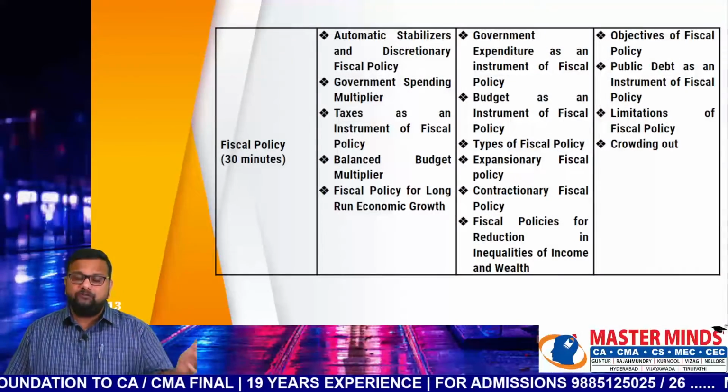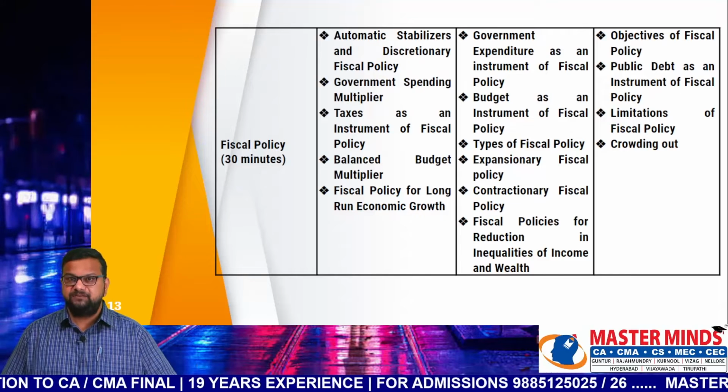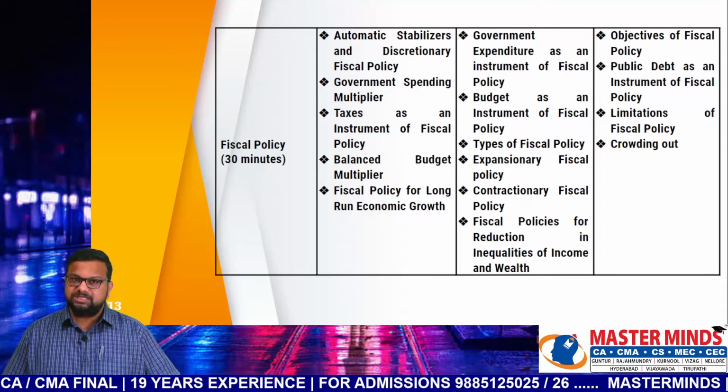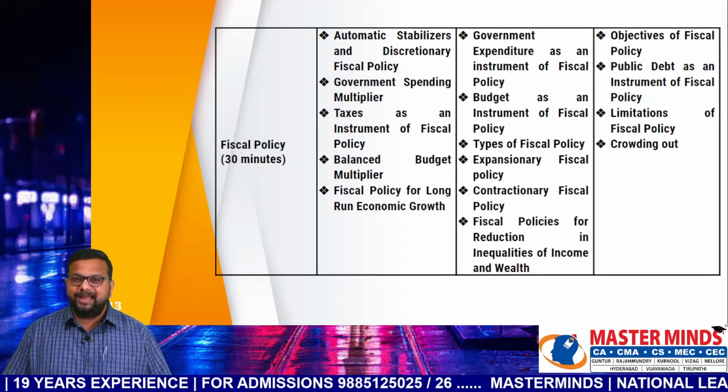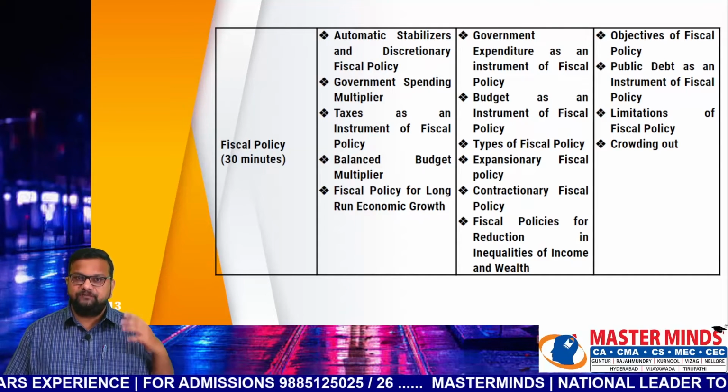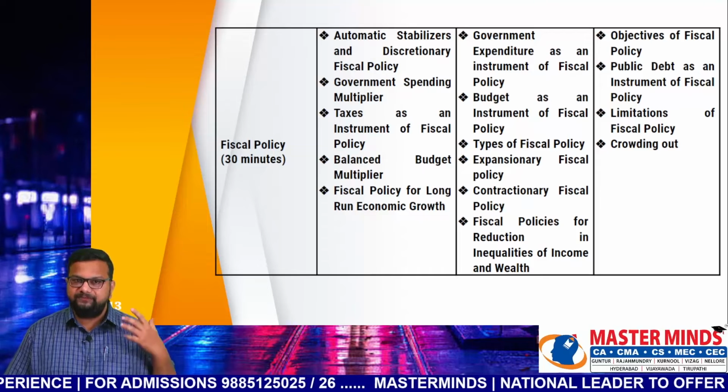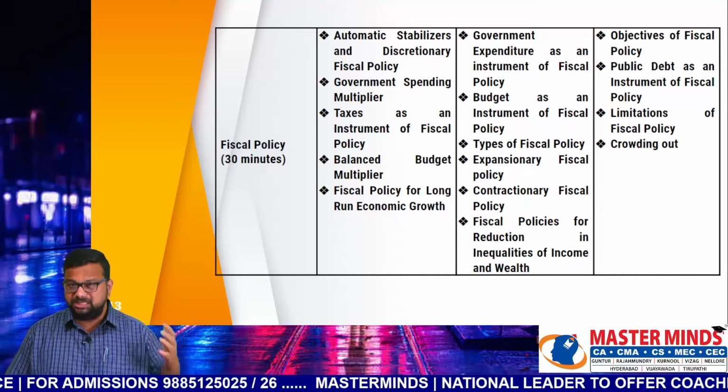Okay. After that, fiscal policy, 30 minutes is sufficient for that. So first priority topics in that chapter are automatic stabilizers and discretionary fiscal policy, government spending multiplier, taxes as an instrument of fiscal policy, balanced budget multiplier, fiscal policy for long run economic growth. These are the first priority topics.